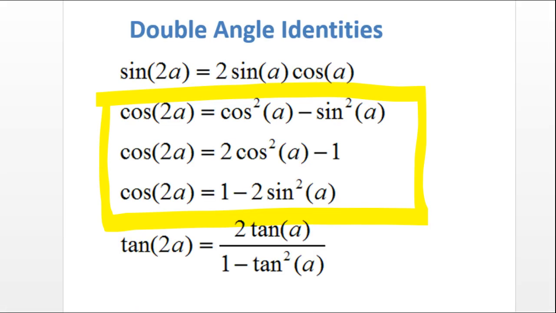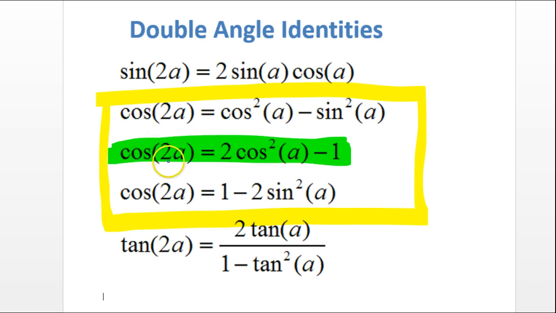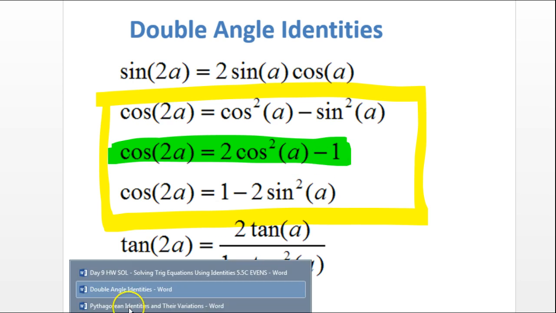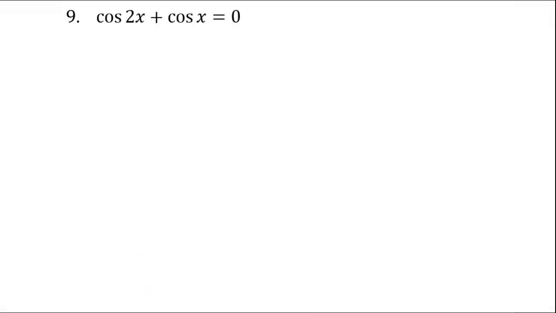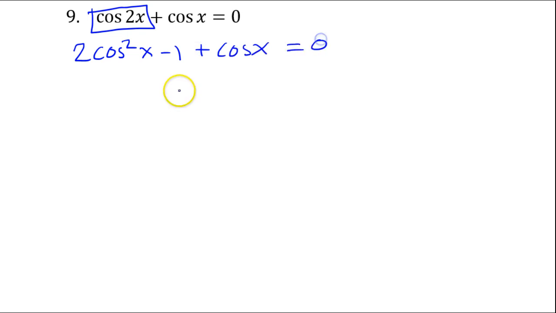Okay, so let us do the middle version because we will get cosine out of it. Cosine 2x equals 2 cosine squared x minus 1. So I've just done the substitution just for this part so far. Now I'm going to bring down the plus cosine x, equals 0.